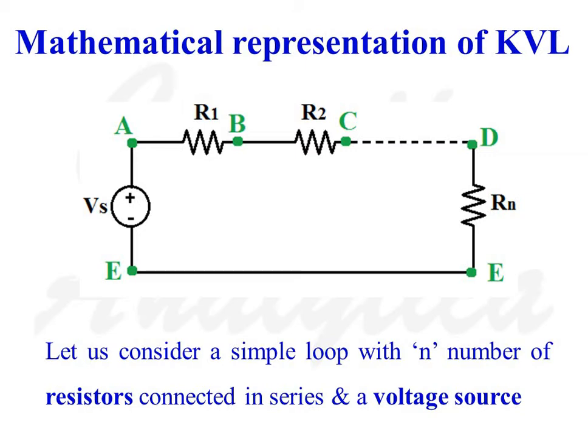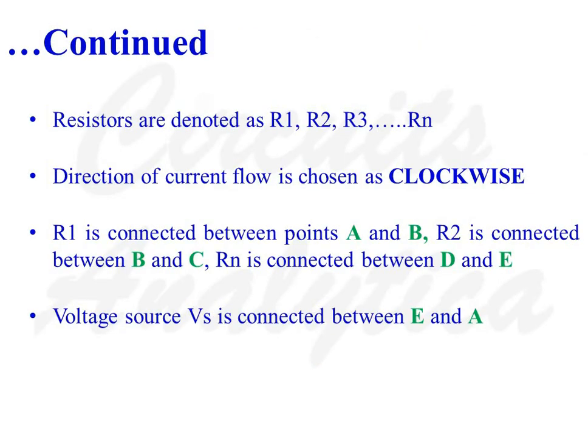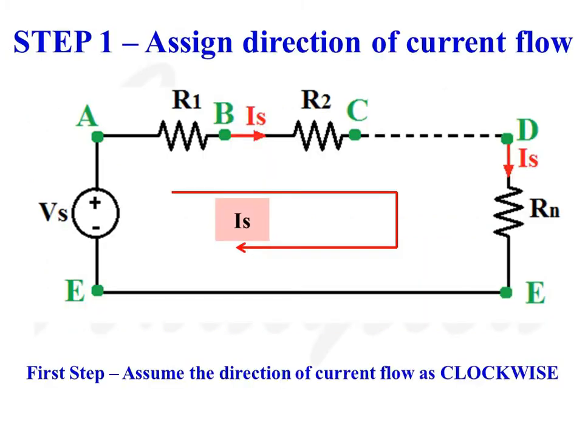Mathematical representation of KVL. Let us consider a simple loop with n number of resistors connected in series with a voltage source Vs. Resistors are denoted as R1, R2, R3, Rn. Direction of current flow is chosen as clockwise. R1 is connected between points A and B, R2 is connected between points B and C, and Rn is connected between points D and E. Voltage source Vs is connected between A and E.